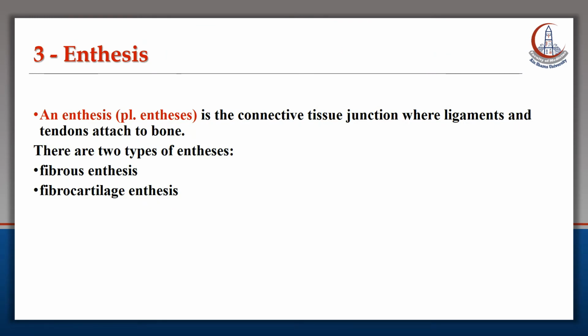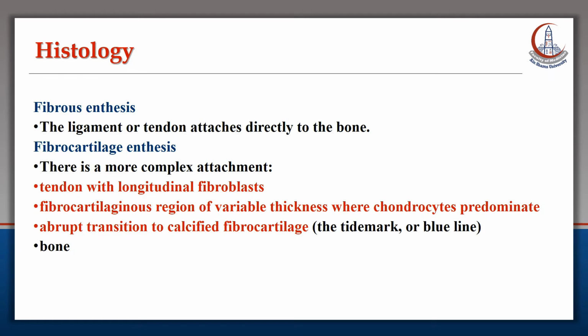The third topic to be highlighted today is related to entheses. As you know, entheses mean the connective tissue junction where ligaments and tendons attach to bone. Also, as you know, there are 2 types of entheses: fibrous entheses and fibrocartilaginous entheses. In fibrous entheses, the ligament or tendon attaches directly to the bone, while in fibrocartilaginous entheses, there are transition zones.